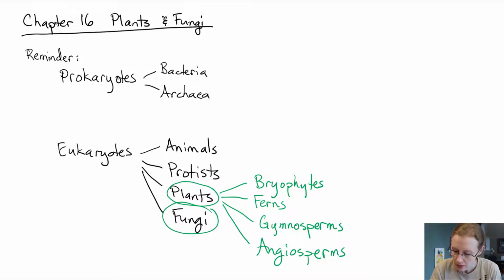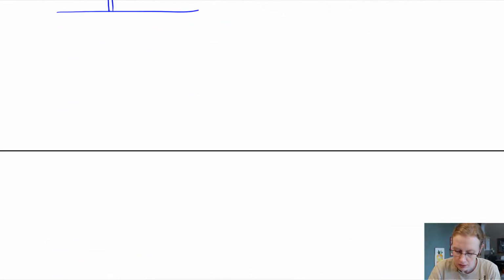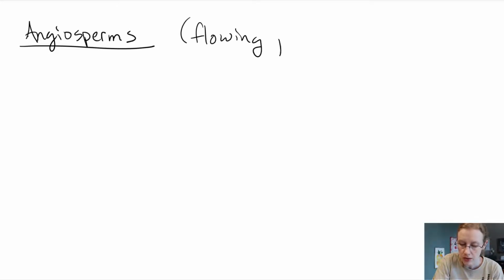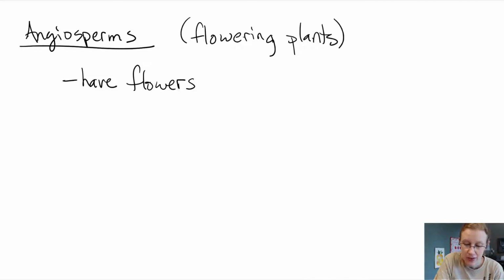Okay, last but not least, we have the angiosperms. Angiosperms include all of the plants that produce flowers. So we call these the flowering plants. Okay, so angiosperms, a very characteristic thing is that they have flowers. That's our first bullet point.